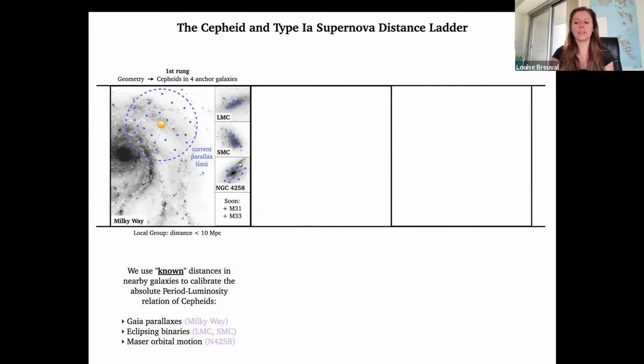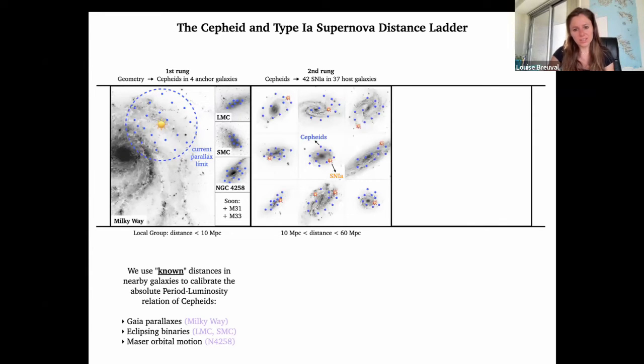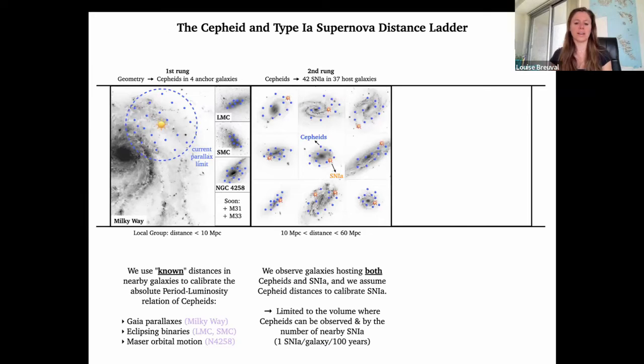So once you calibrate the PL relation here in the anchor galaxies, you move on to the second step, the second rung, where you observe nearby galaxies with Cepheids. And at the same time, these galaxies must host type 1a supernovae. And using the Cepheids, you calibrate the brightness of type 1a supernovae. Of course, this sample is limited in size by 2 factors. The first one is that you cannot observe Cepheids very far away. At some point, they're too faint. And the second thing is there are not so many type 1a supernovae nearby.